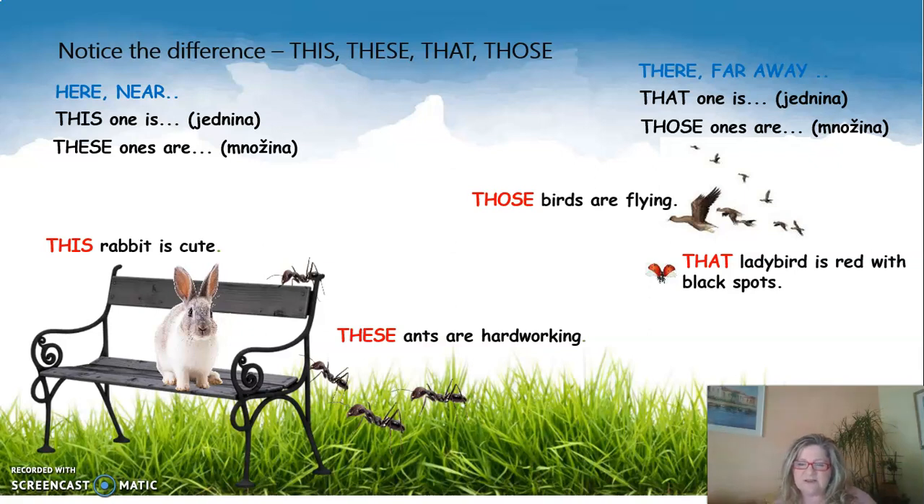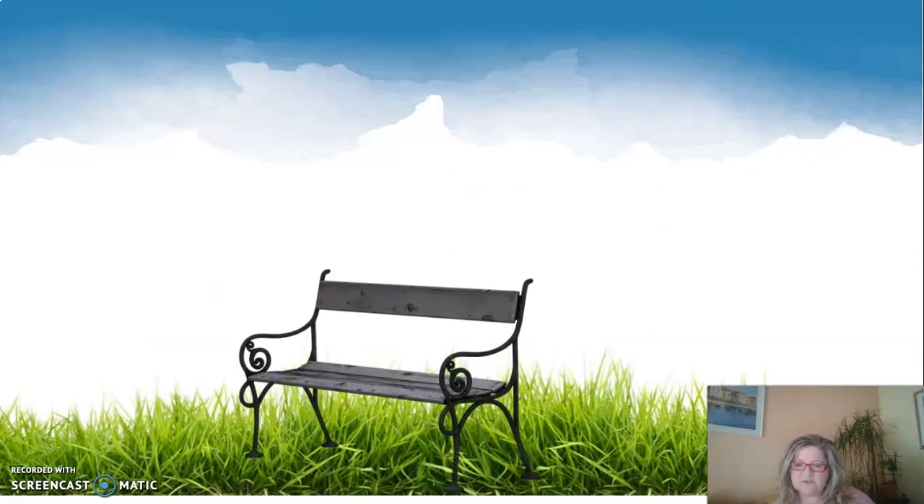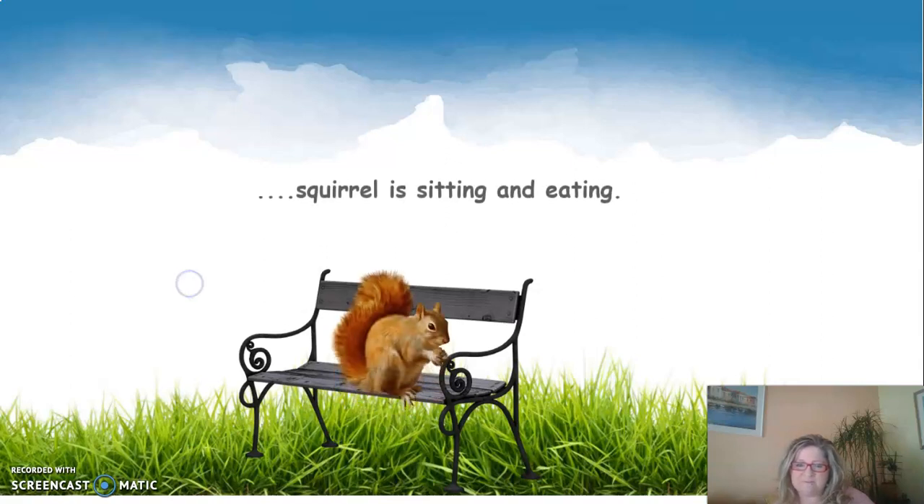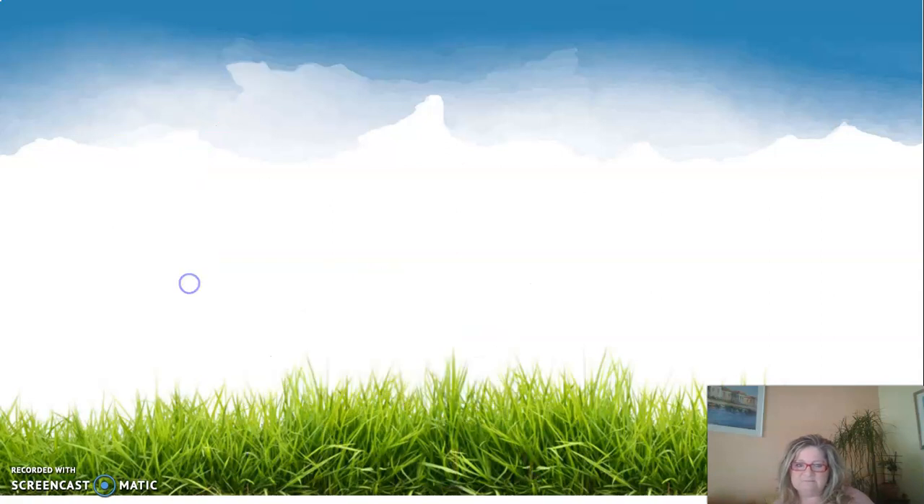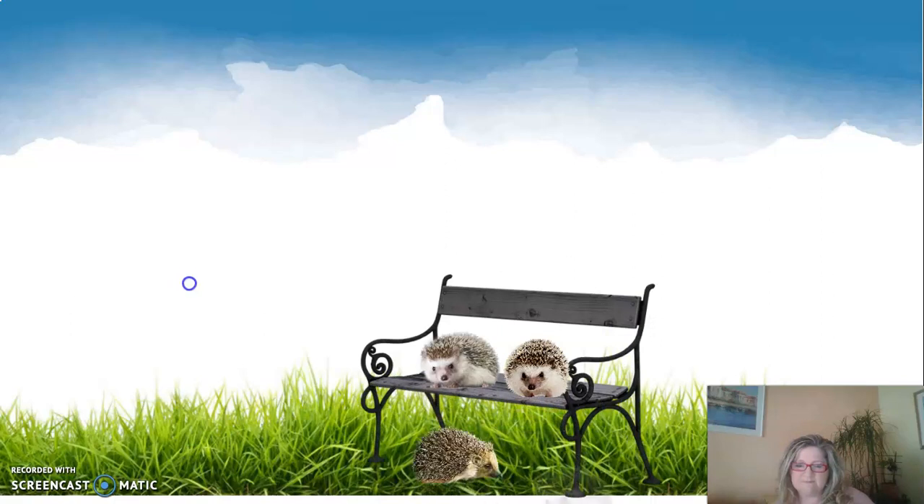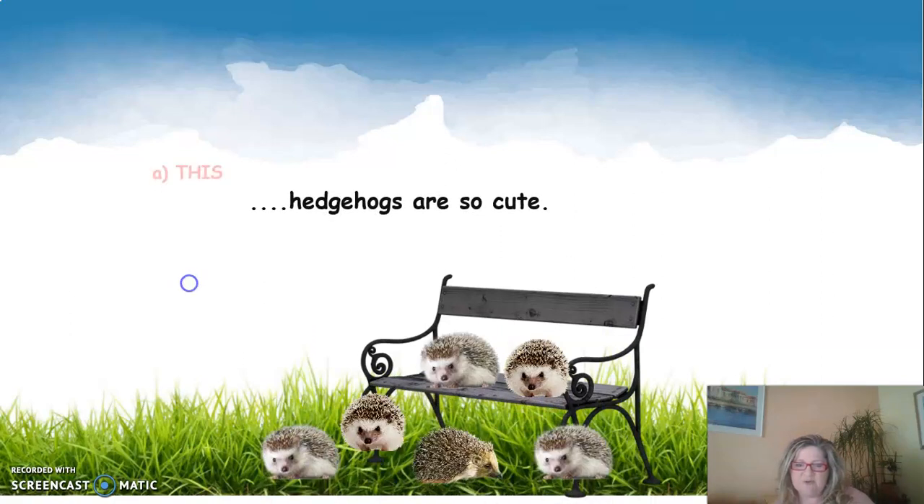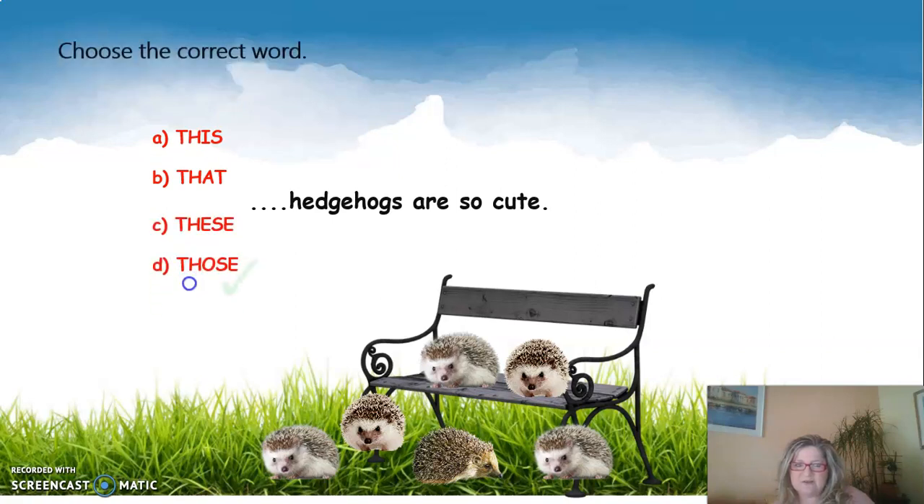Are you ready for quiz? I hope you are. Ready, steady, go. Just watch the bench and what is close or far away from the bench. Now just pick up the right word. Do you need help? This. This squirrel is sitting and eating. Let's go on. Ponovo promatramo klupu i da li je nešto blizu ili dalje od nje u jednini ili u množini. The correct word is these. These hedgehogs are so cute.